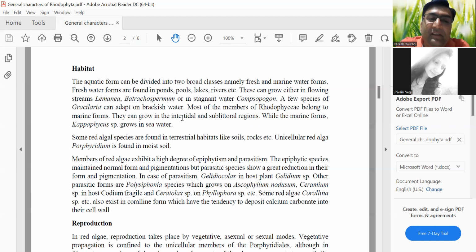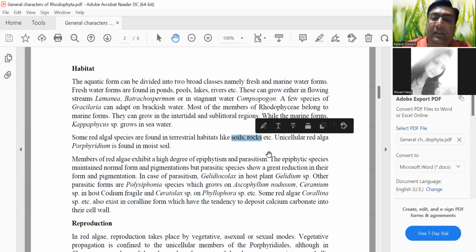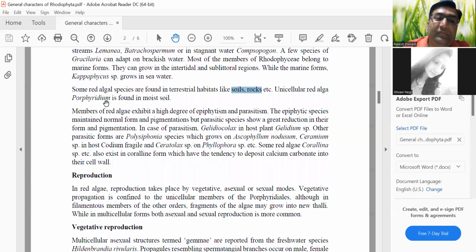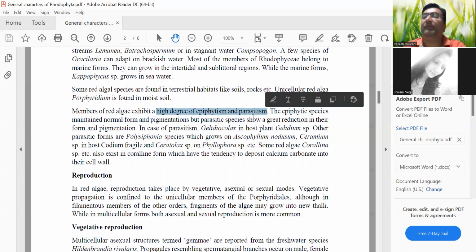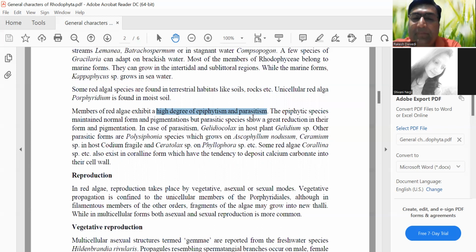Some red algal species are found in terrestrial habitat also, growing attached on soil and rock. There is a unicellular red alga, Porphyridium, which is found in moist soil. Many red algal members show a high degree of epiphytism and parasitism. It means they are found growing attached on other plants, and some members of the red algae are parasites on other groups of plants.